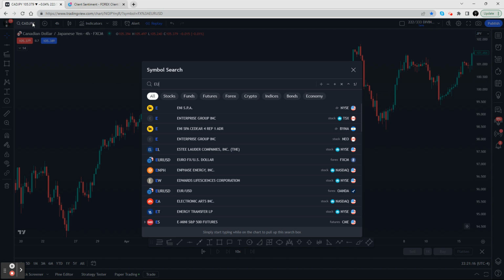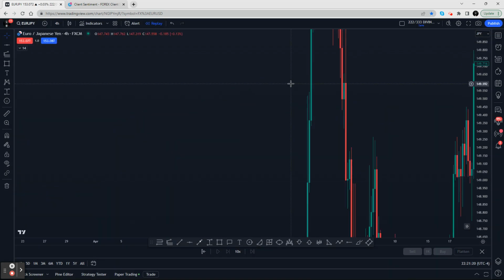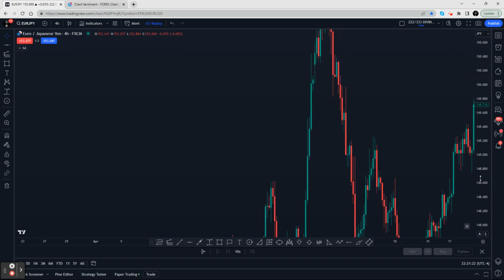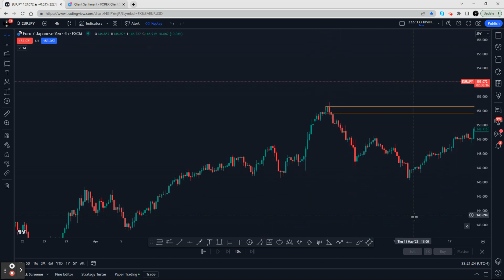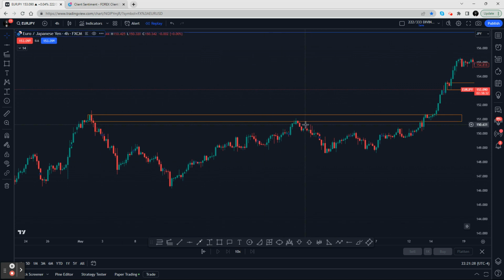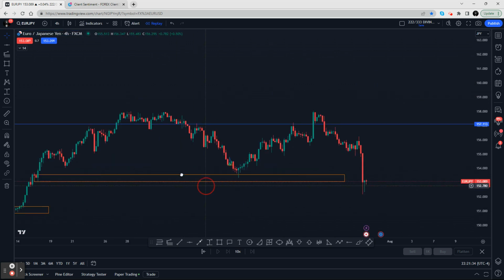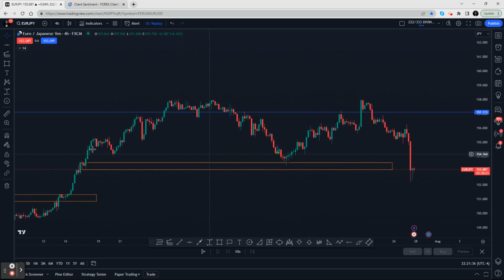And do a couple more. So Euro JPY, and this is all on the 4 hour chart. I think the 4 hour chart is real good for this. All right, so I already had these drawn up. But see how price reacted, did pretty well. We broke above. Boom. So you see how I got my supply zones and demand zones already in place.